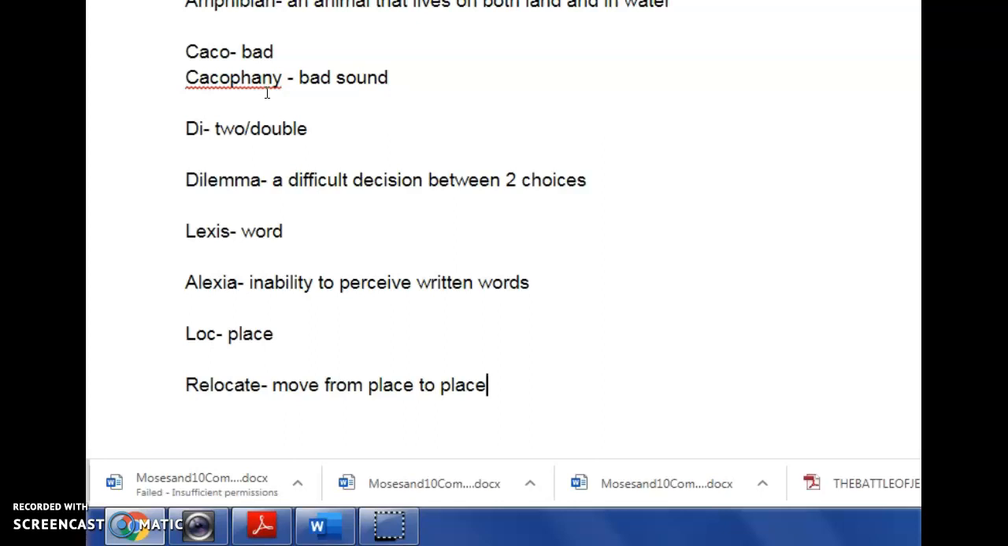Okay. Again, see if you can come up with a list, generate your own derivatives from these roots, and I will see you later.